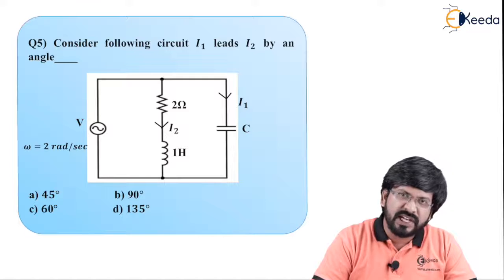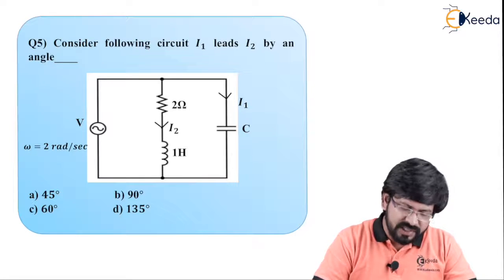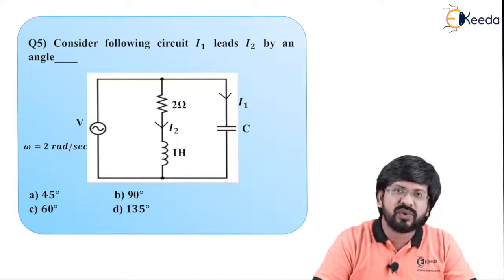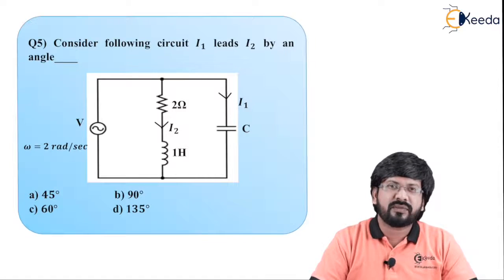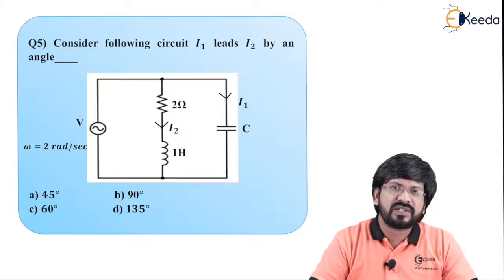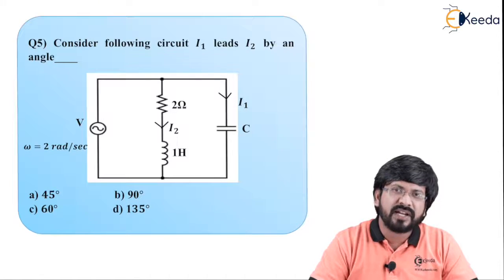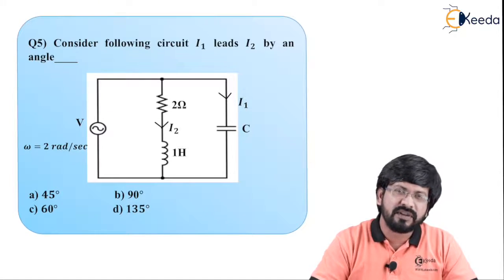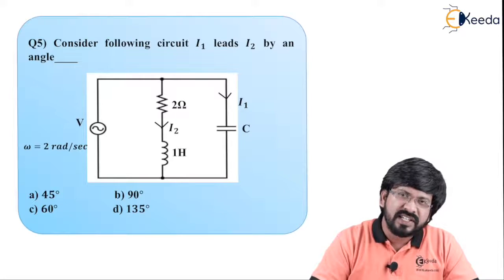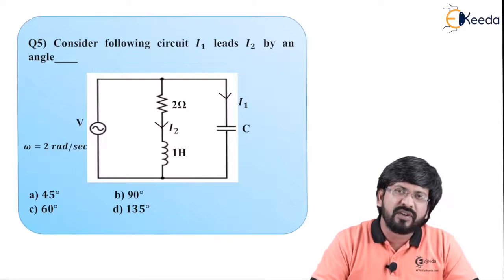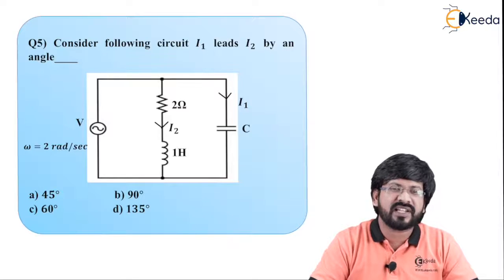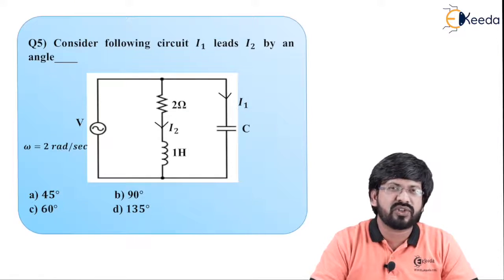Current through the first branch is I2, current through the second branch is I1, and they are asking you the relation between I1 and I2 in terms of phase. Whenever the question is about phase, always try to solve the problem by drawing a vector diagram for the given circuit. Since it is a parallel circuit, I will take voltage as a reference, because we know the fact that when it comes to a parallel circuit, voltage is common.